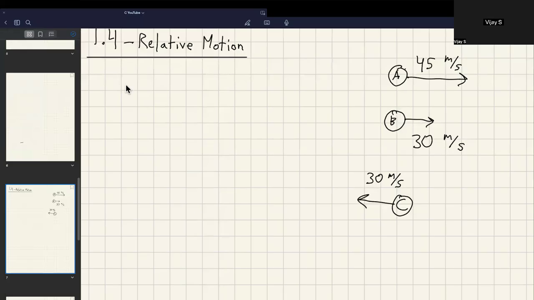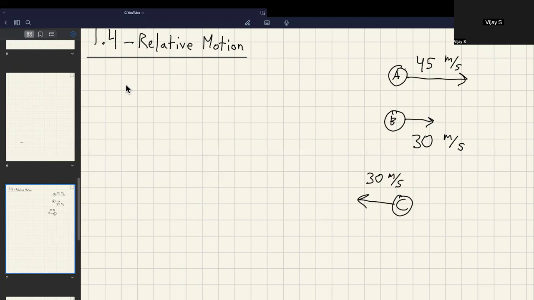All right, welcome back to topic 1.4 on relative motion and frames of reference. Today we're going to be exploring cases where objects are moving with constant velocity. What we're trying to do is this: if one person sees an object moving at some speed, how fast does a second object, which could also be moving, see that first object moving?